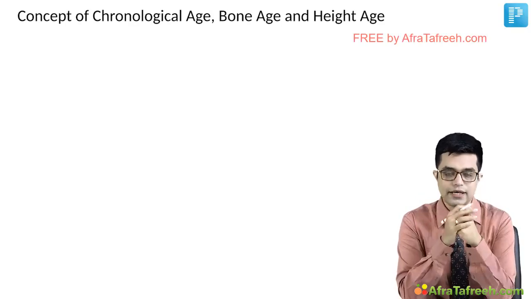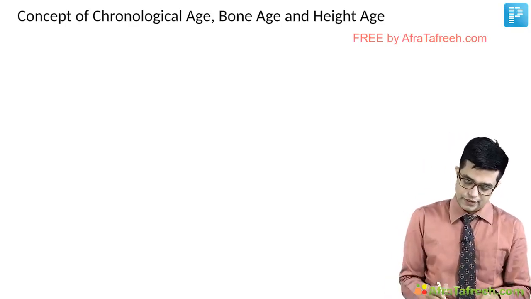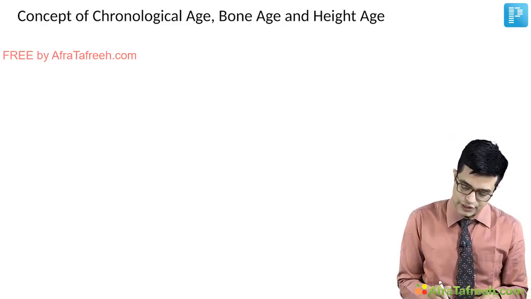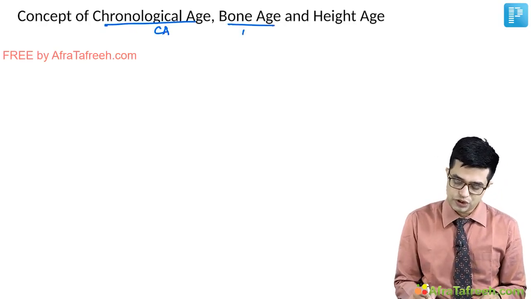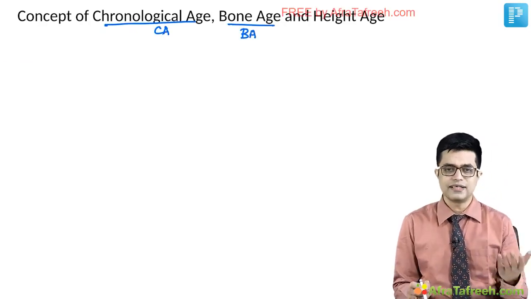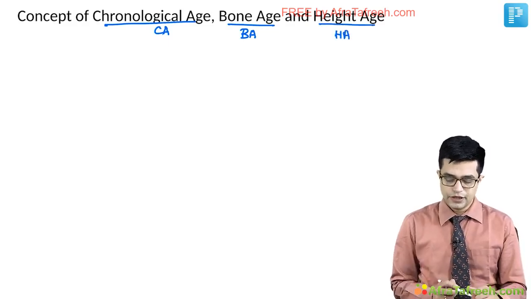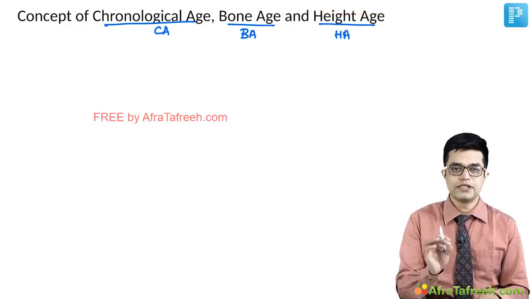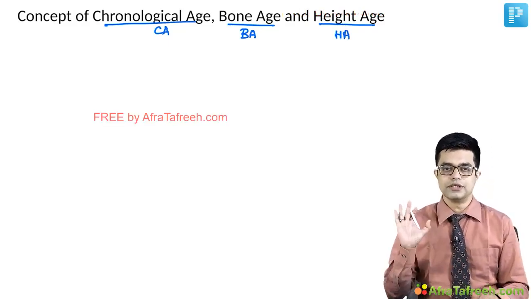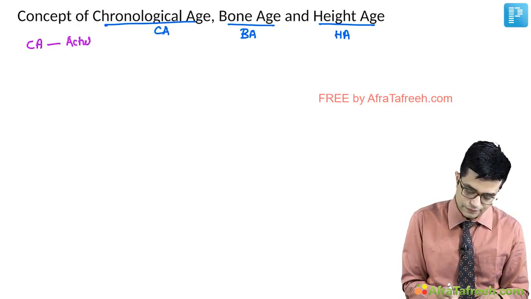So let us try to understand what these ages are and what is their significance. So the first thing is chronological age, that is, I'll write in short as CA, bone age, also called as skeletal age, BA, and height age, that is HA. So what is chronological age of the child? The actual age of the child according to date of birth is chronological age, right? So I'm just writing here, chronological age refers to the actual age of the child.